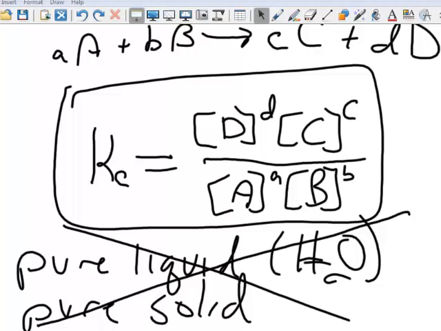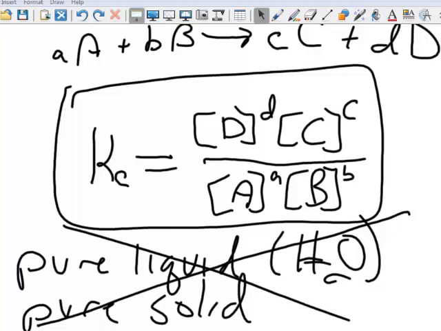Remember that K is a constant, so nothing changes it. The only thing that'll change K for a particular reaction is temperature. There has to be a different K at different temperatures. But other than that, K is a constant no matter what I do to the reaction.